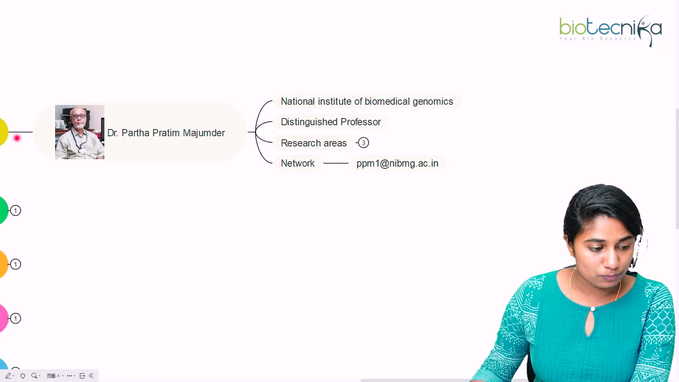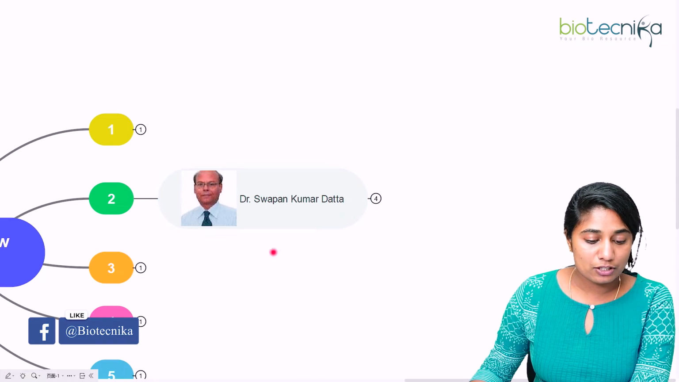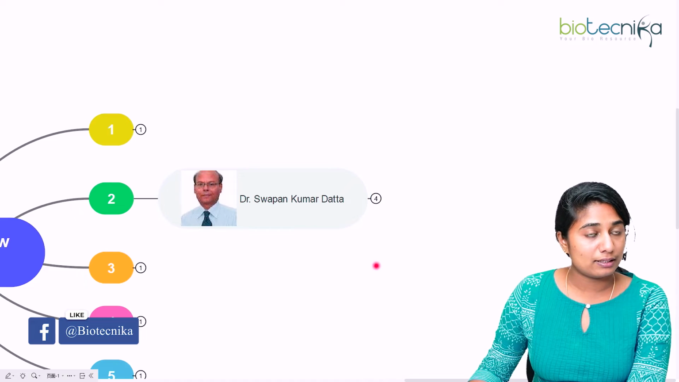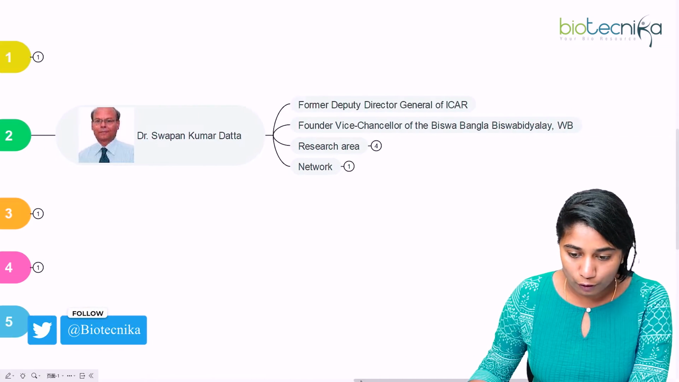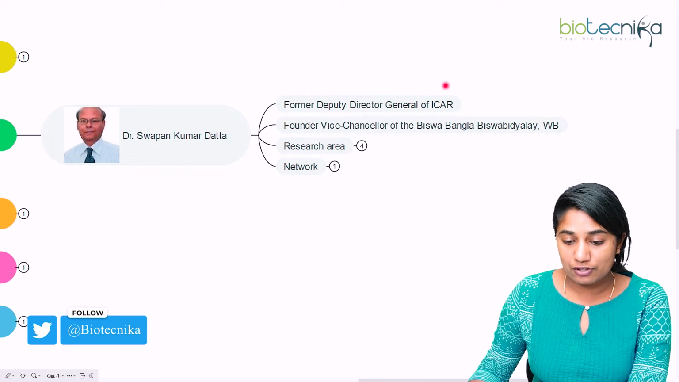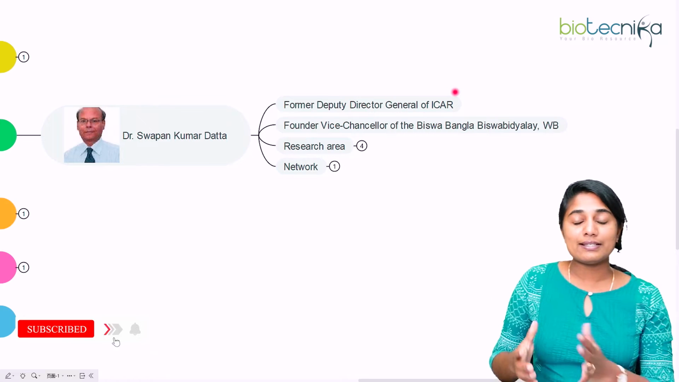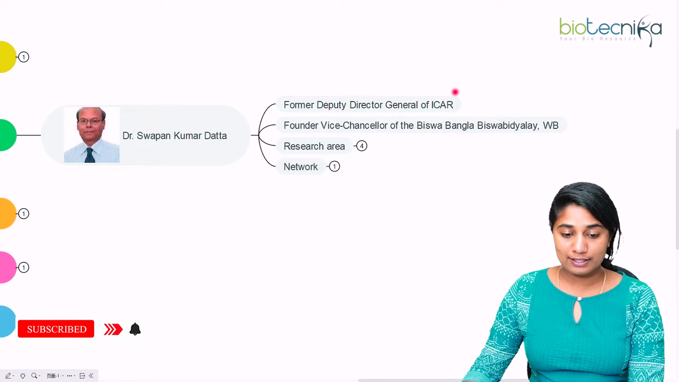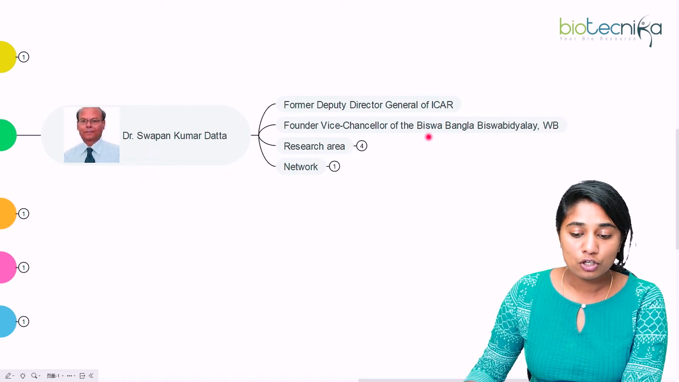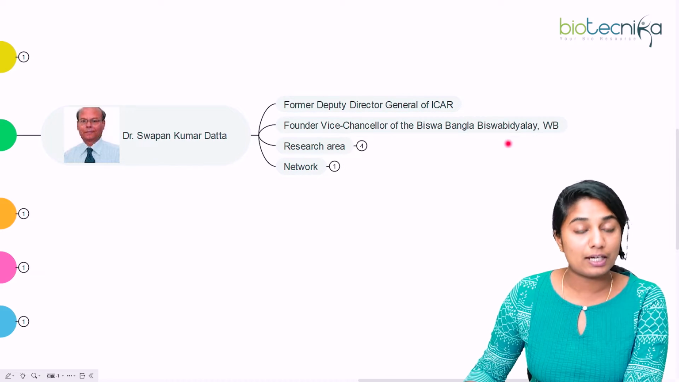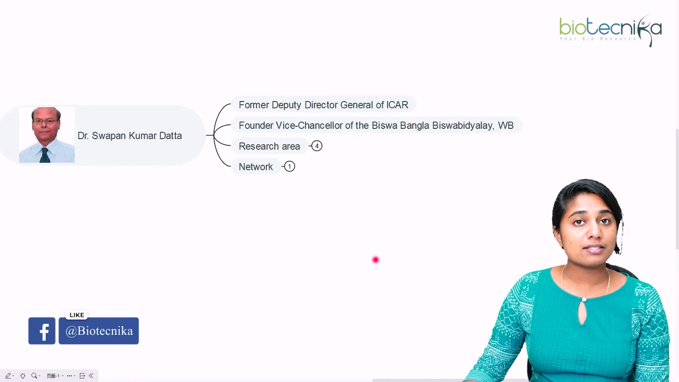The second scientist that I wanted to talk about is Dr. Swapan Kumar Datta. Dr. Swapan Kumar Datta is a former Deputy Director General of the Indian Council of Agricultural Research. He is into the agriculture side of research, and right now he is the founder Vice Chancellor of the Biswa Bangla Vishwavidyalay in West Bengal. So this is the current position that he is holding.